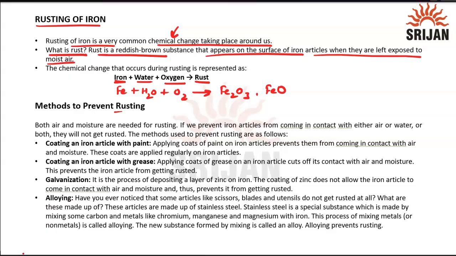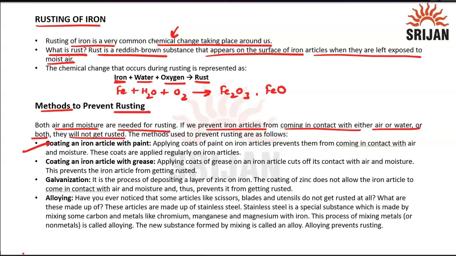Now, methods to prevent rust. Now that you know what rust is, rust is not a good thing that happens to iron because it degrades the quality of the iron. That is why we have to make sure that we do not allow rust to form. So the methods to prevent rust are what we are discussing now. As I said, both air and moisture are needed for rusting. So if we prevent the iron from coming in contact with either air or water or both, it will not get rusted at all.